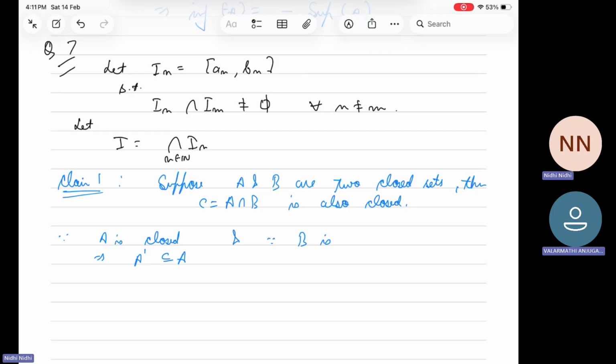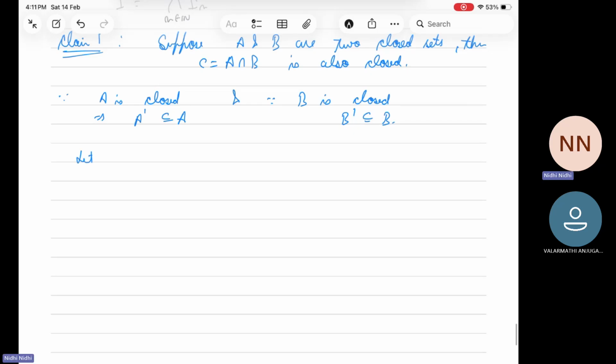Okay, fine. So also since B is closed, that means B prime is a subset of B. We'll show that C prime is also a subset of C. So for that, let us start with some arbitrary limit point of C. Now suppose x is a limit point of C.